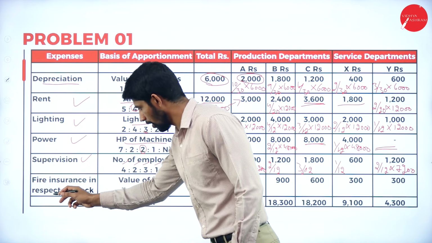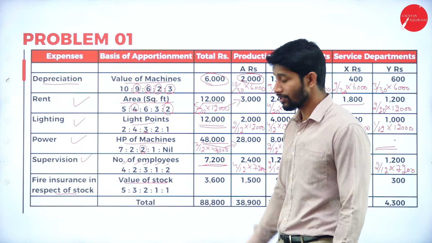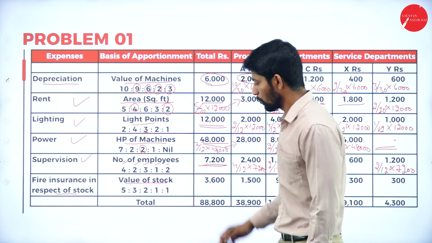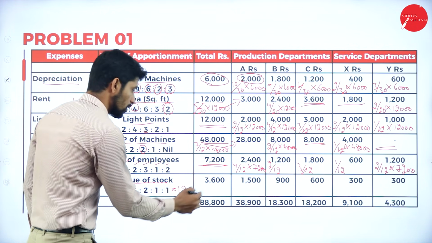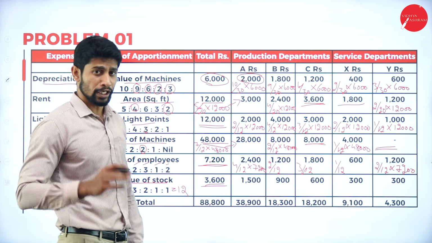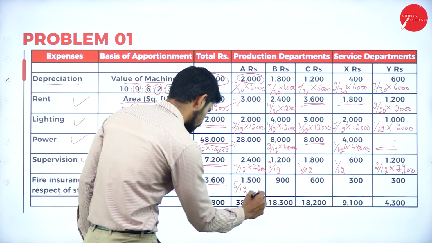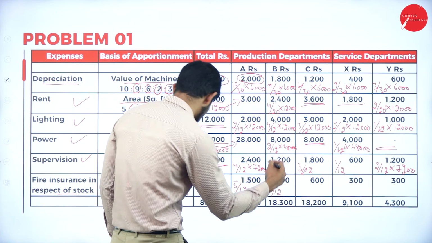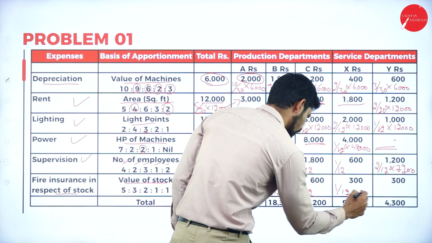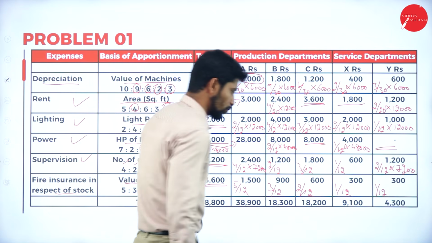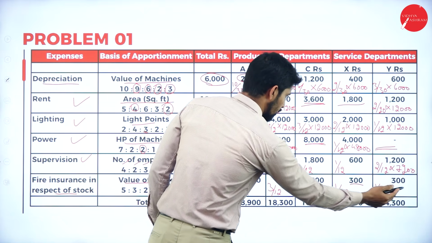Fire insurance in respect of stock, we allocate it based on the value of stock. So what is the ratio? 5:3:2:1:1. Again, the total is how much? It is 12. So what is the total value of fire insurance? 3,600. So here 5 divided by 12, next 3 divided by 12, next 2 divided by 12, 1 divided by 12, and again 1 divided by 12. So what is the value we got? It is 1,500, 900, 600, 300 and 300.